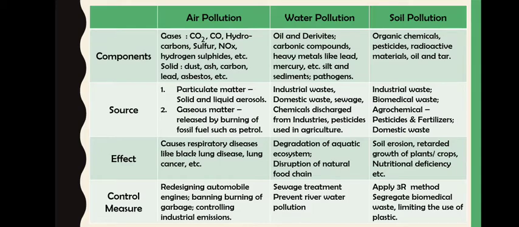How can we control it? You have to treat sewage properly so that it is less harmful to the water, and you have to prevent river water pollution like washing clothes near the river, taking baths in the river, and throwing bodies in the river. Followed? Now let us move to soil pollution and see the components: organic chemicals, pesticides, radioactive materials, oil and tar. They are responsible for soil pollution.